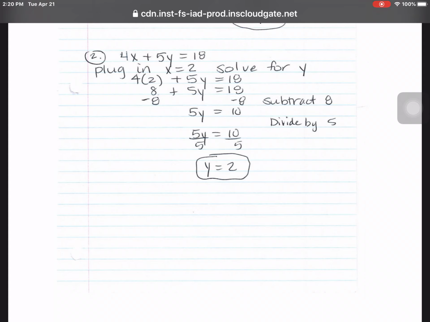On the right side, 18 minus 8 equals 10. On the left side, 8 minus 8 cancels. So we have 5y equals 10. Divide by 5 on both sides. 10 divided by 5 is 2. So y equals 2. On the left side, the 5 divided by 5 cancels.